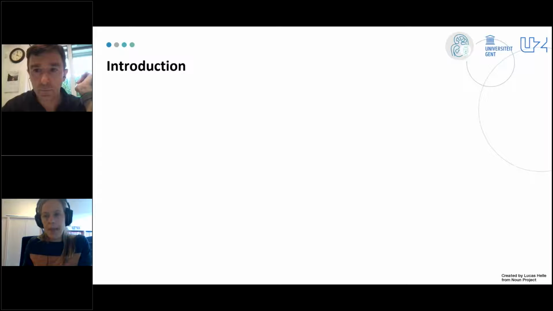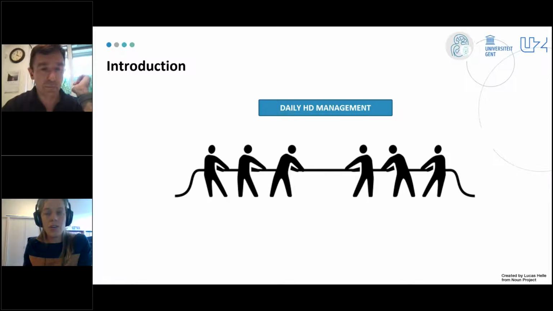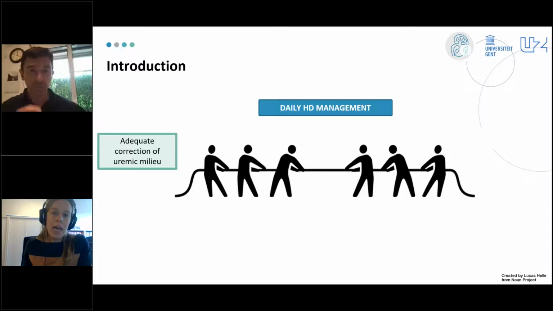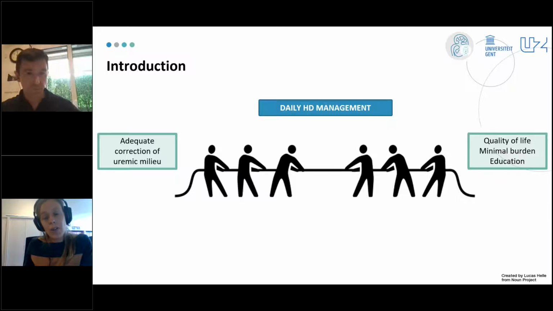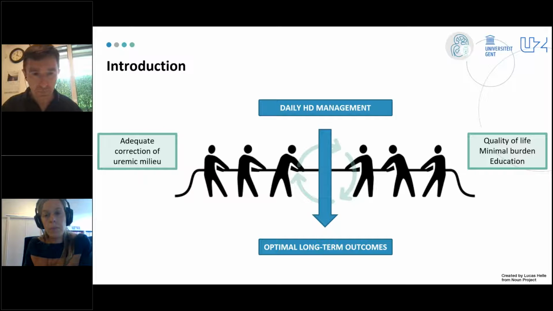In my opinion, daily management in the pediatric HD unit really feels like a tug of war. On one hand, we aim for an adequate correction of the uremic environment by offering sufficient dialysis time, by prescribing medications and dietary restrictions. However, on the other hand, the full package of hemodialysis treatment is seriously hampering the quality of life of those children and families. Moreover, participation in society and life is limited, and they are missing so much time at school and at home. And daily management in the HD unit really keeps us balancing between those two while really striving for the best long-term outcomes in these patients.